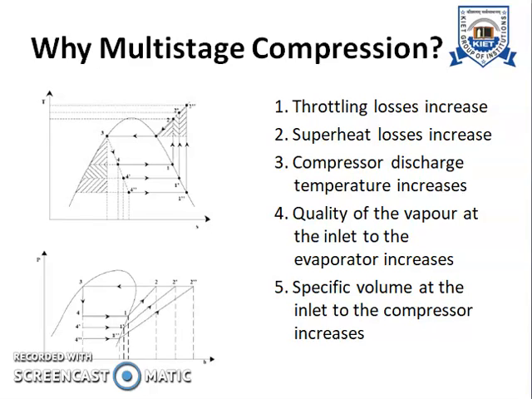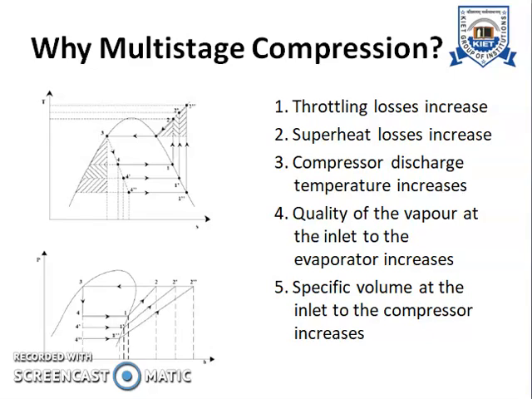This you can also see in the TS diagram above. So 2 double dash is at a higher temperature as compared to 2 dash, and 2 dash is still at a higher temperature as compared to 2. So the compressor discharge temperature is higher. This results in damage of the compressor.